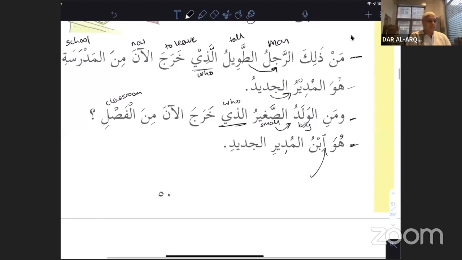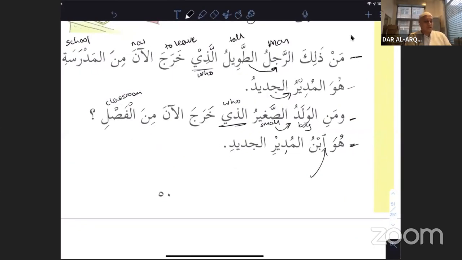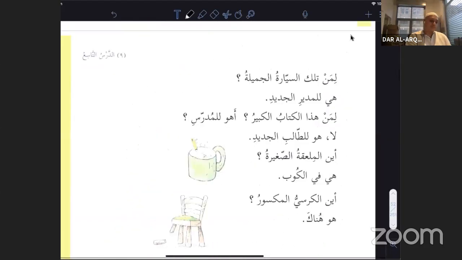So anyways, هو ابن المدير الجديد. He is the son of the new head teacher. Yeah, he is the son of the new head teacher. So Jadid is an adjective for Mudir. And Ibn means son. So Ibn is a mudaf, Mudir is mudaf ilayhi, Jadid is an adjective to that mudaf ilayhi. So he is the son of the new head teacher. SubhanAllah. Okay.